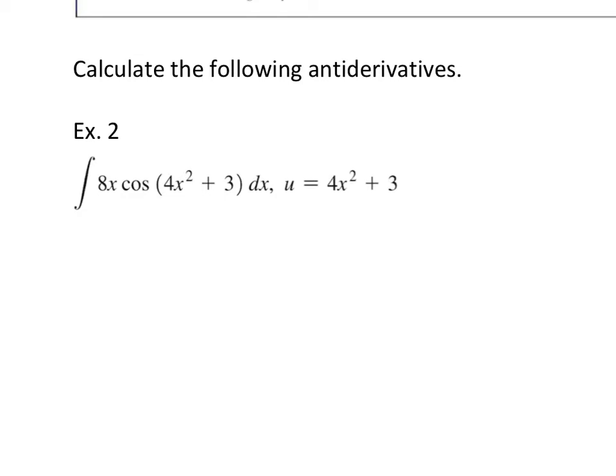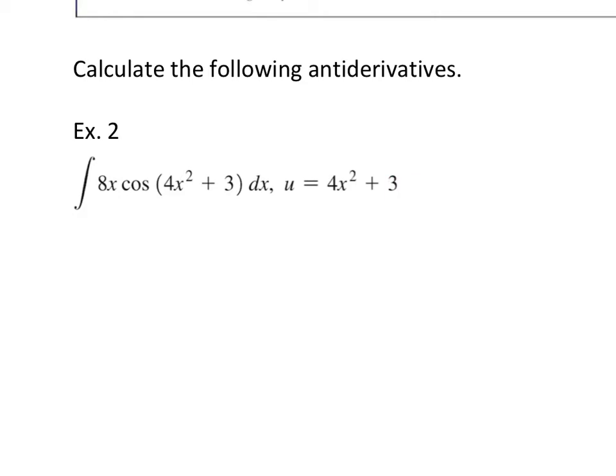So when I first look at this example 2, what I notice is I have this function as my integrand, 8x times cosine of 4x squared plus 3, dx. Now, we've already gone ahead and given you the u. The u is 4x squared plus 3.